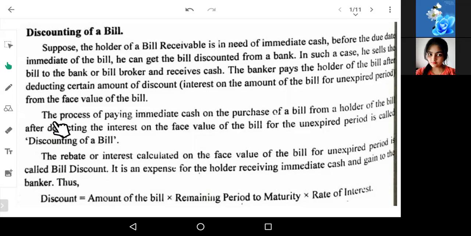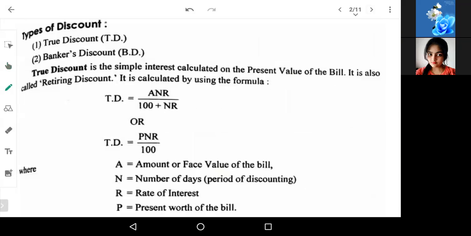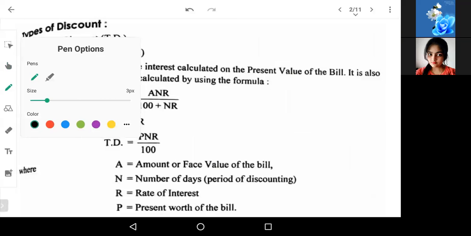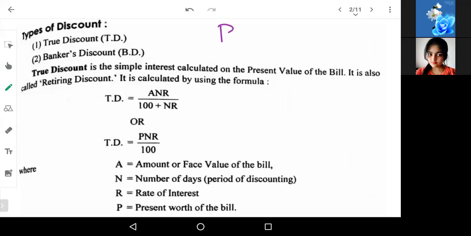Now here, the process of paying immediate cash on the purchase of a bill from a holder of a bill after deducting the interest on the face value of a bill for the unexpired period is called discounting of the bill. It means that suppose there are two people, P and Q. I already have explained about these bills and discounting part, but let us understand it once more. So here P is supposed to pay Q 100 rupees, for example.